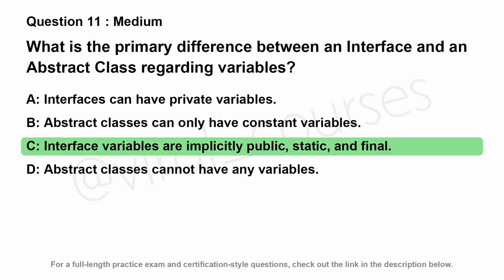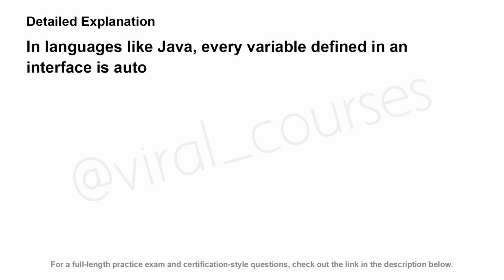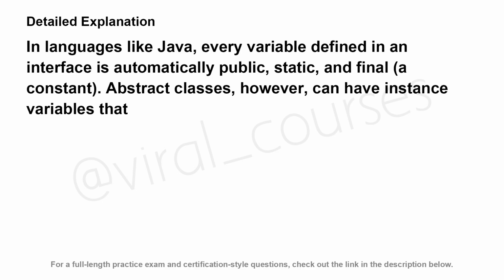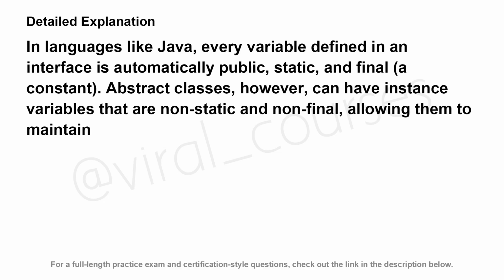The correct answer is C. In languages like Java, every variable defined in an interface is automatically public, static, and final, a constant. Abstract classes, however, can have instance variables that are non-static and non-final, allowing them to maintain the state of an object.